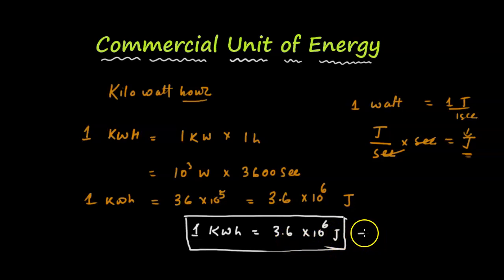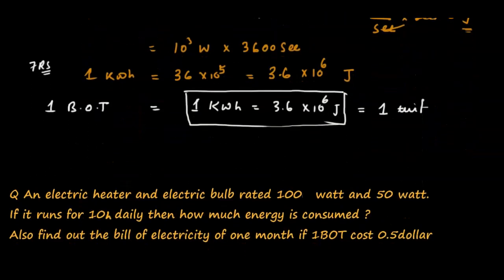And it is also called, in many countries, a unit. 1 kilowatt hour we can say is 1 unit, or sometimes we say BOT, Board of Trade Unit. And for this BOT, we decide that one BOT will cost $1 in some countries. Like in India, it is around 7 rupees for one BOT. Okay, so we will use this relation between the kilowatt hour and joule in our later numericals. So let's see the numerical in order to understand this in a better way.